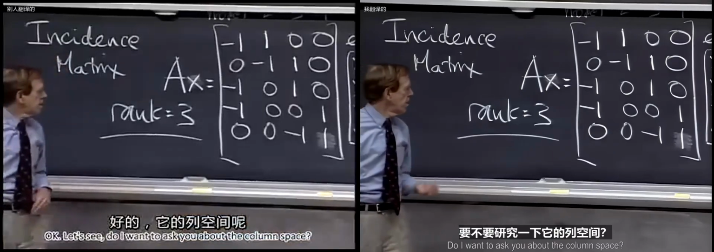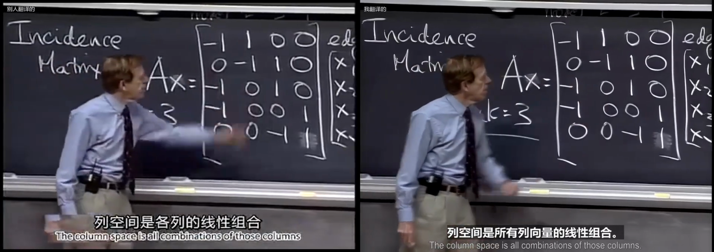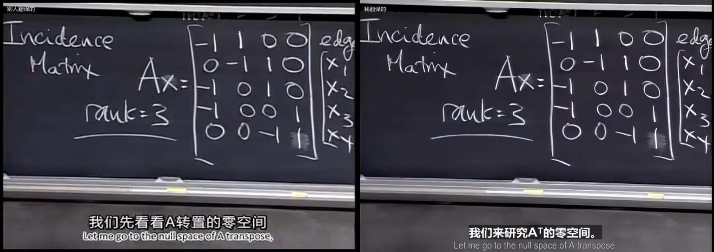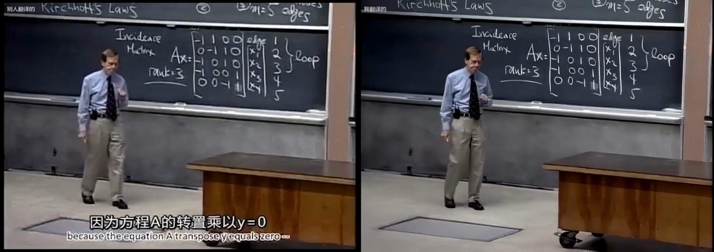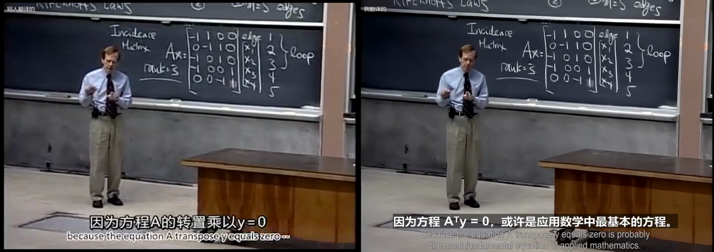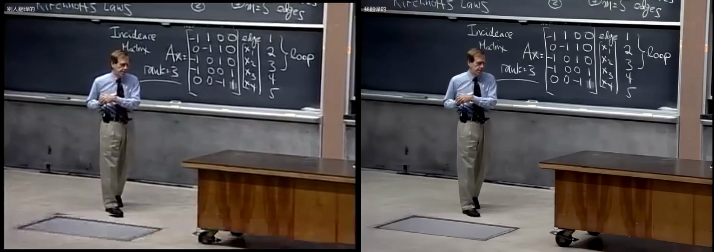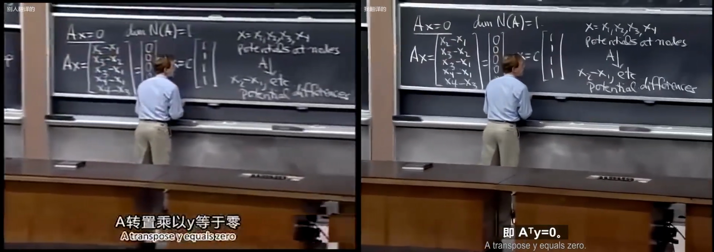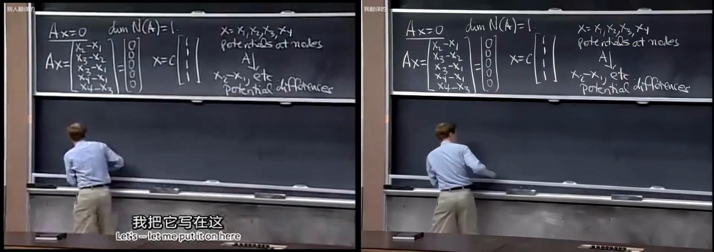Okay. Let's see, do I want to ask you about the column space? The column space is all combinations of those columns. I could say more about it, and I will. Let me go to the null space of A transpose. Because the equation A transpose y equals 0 is probably the most fundamental equation of applied mathematics. Let's talk about that. That deserves our attention. A transpose y equals 0. Let me put it on here.